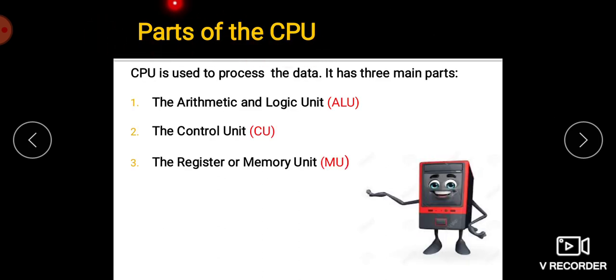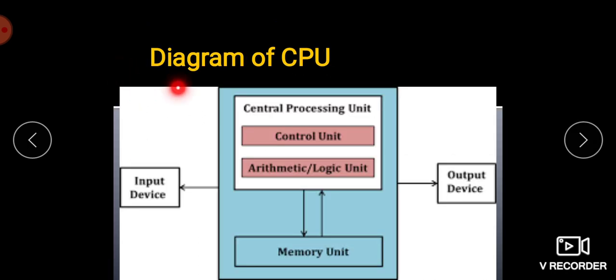Parts of the CPU. As you know that CPU is used to process the data. It has three main parts. First one is the arithmetic and logic unit, ALU. Second is the control unit, CU. Third is the register or memory unit, MU. Here is the diagram of the CPU. So let's understand with the help of this diagram.